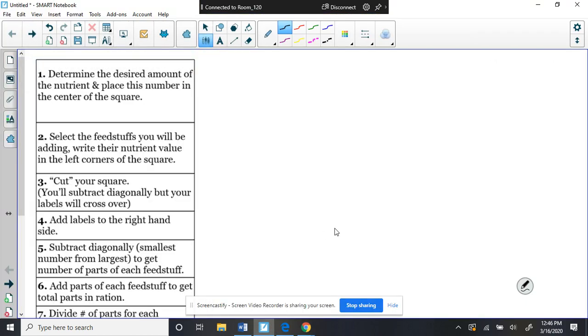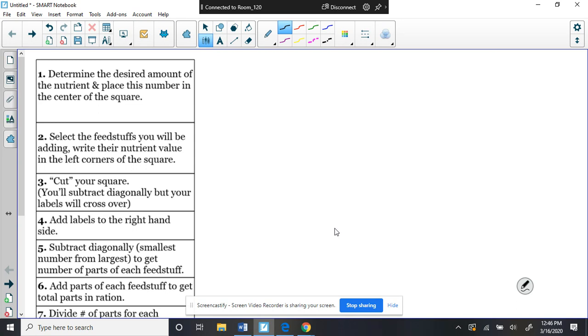Welcome. We are going to be doing a lesson today on how to use a Pearson square. So first I want to start with a little bit of background. A Pearson square is a tool that we use in order to create a balanced ration.